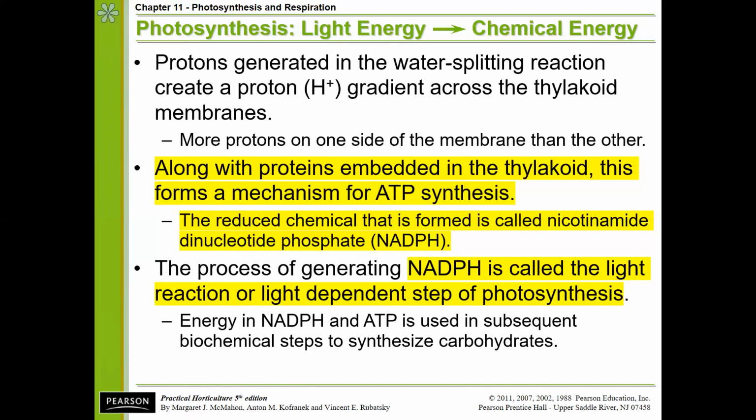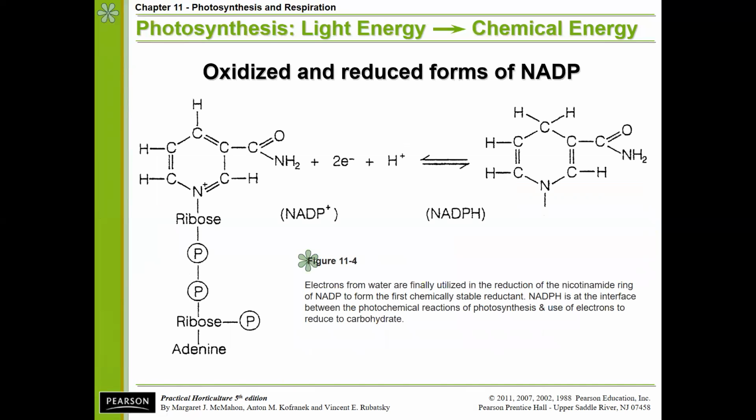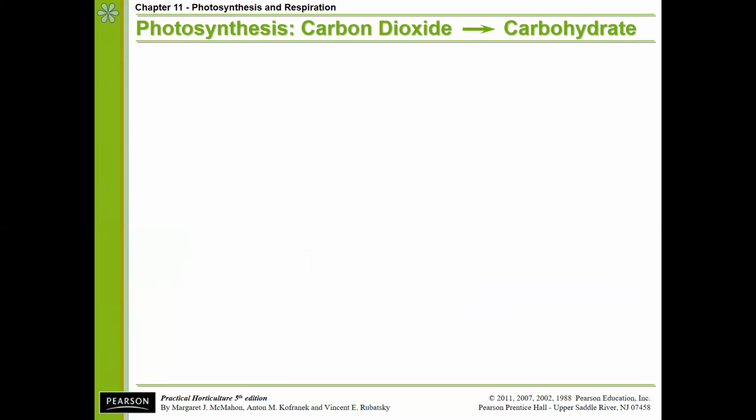And then we take this energy from the NADPH and the ATP to use in other biochemical reactions in these steps to produce and synthesize carbohydrates to utilize in other forms of energy transfer. So this is just an illustration of that taking place, oxidized and reduced forms of NADPH, passing on electrons and protons in order to pass along energy.